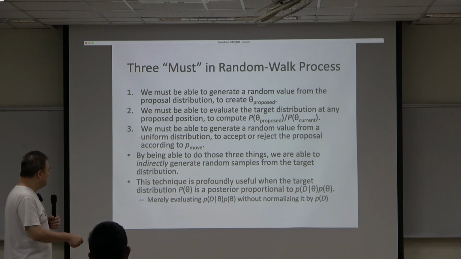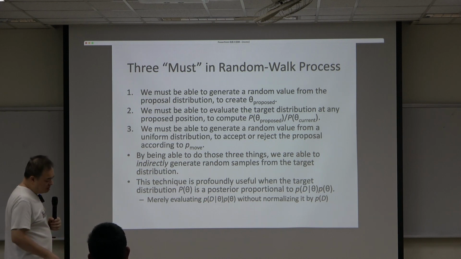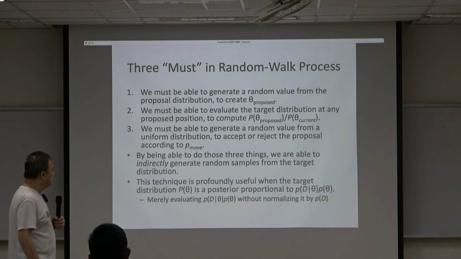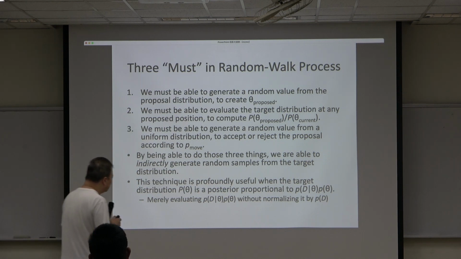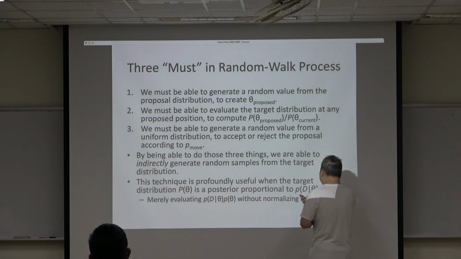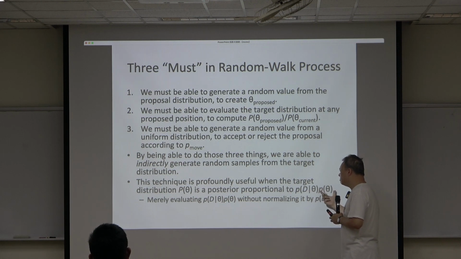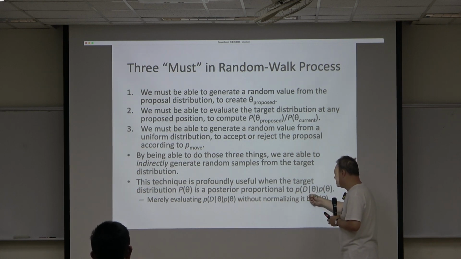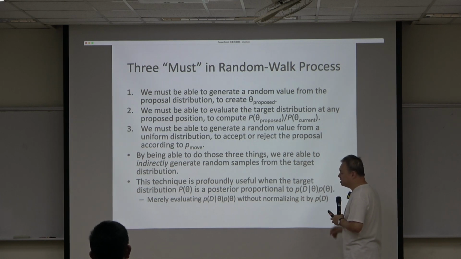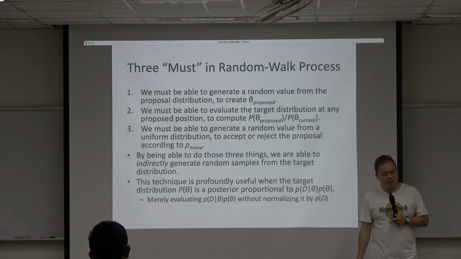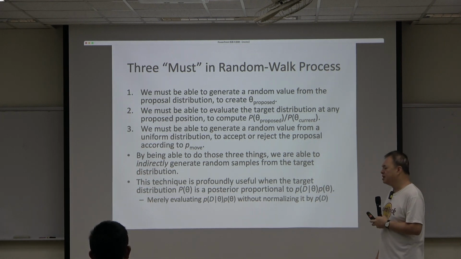Very effectively. For our purpose, to generate the posterior distribution, we can use P of D given theta times P of theta, okay? In other words, this is the likelihood and this is the prior. The prior multiplied by the likelihood. Normally, in order to get the posterior, you need to divide this term by P of D. But P of D, the denominator, is the issue, right? The issue is that we have to do an integral to get P of D.